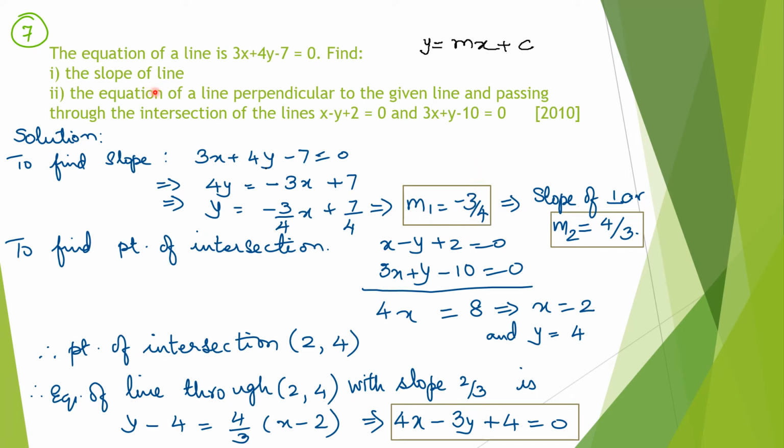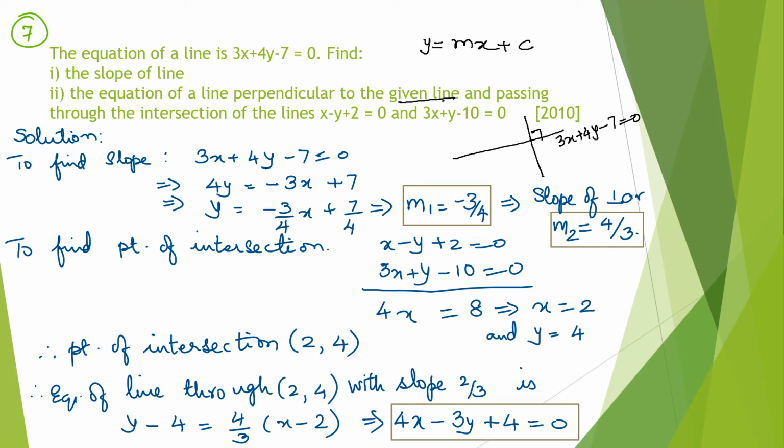Let's come back to the question. So we have found out this part, the slope of the line. Now what is he saying? You have to also find the equation of a line that is perpendicular to this line and it is passing through the point of intersection. Do you understand this? So you have one line like this and you have another line like this. So if this is 3x plus 4y minus 7 is equal to 0, we have been asked to find the equation of a line that is perpendicular to the given line. The given line means 3x plus 4y minus 7 is equal to 0.